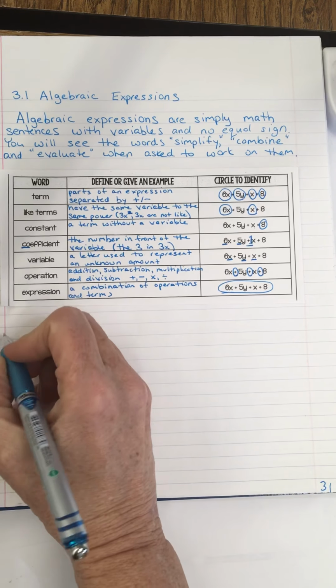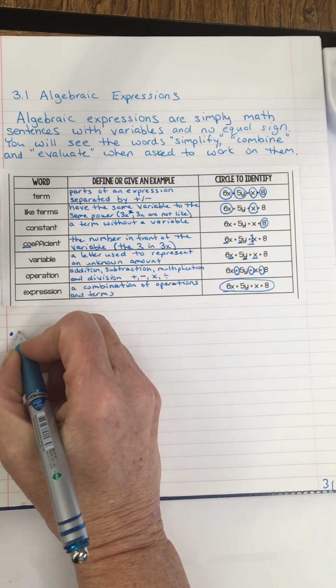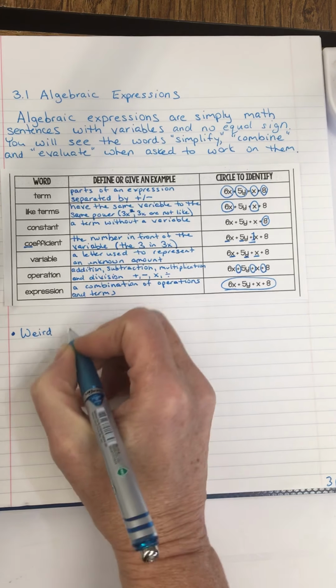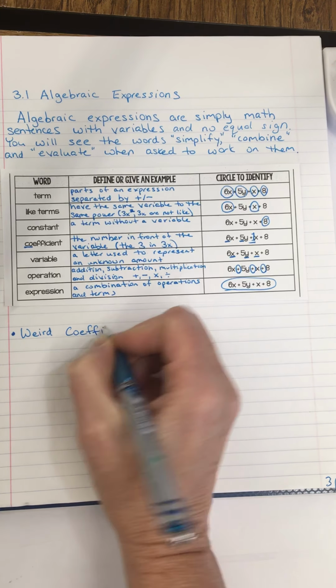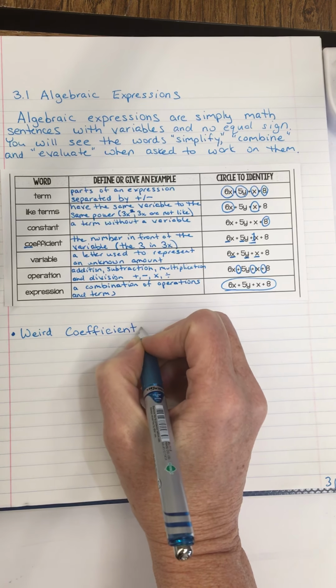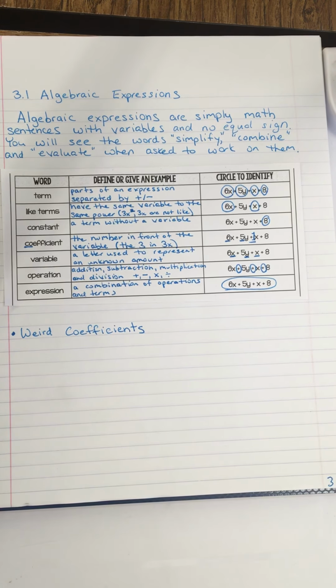And I want you to go ahead and put a bullet right there and title this Weird Coefficients. Anytime that you are falling behind in this note-taking, what's nice about this is unlike me in person, you can actually pause this and stop it and catch up, and I encourage you to do that.